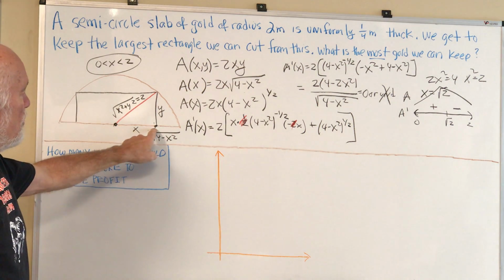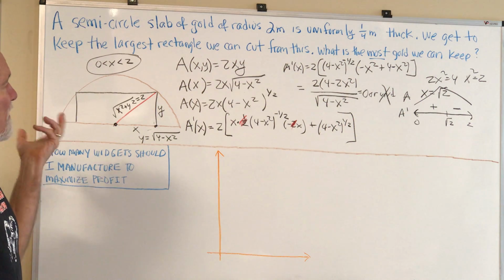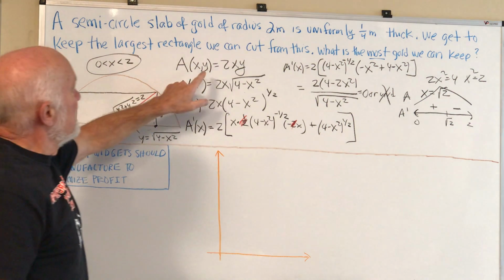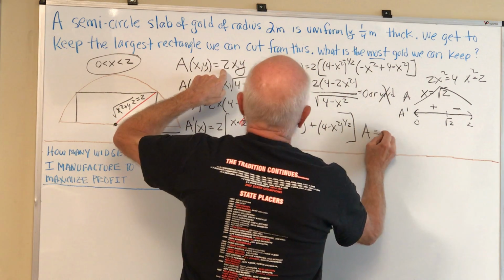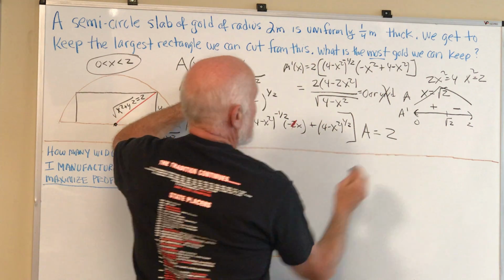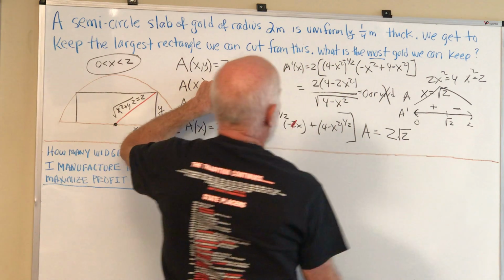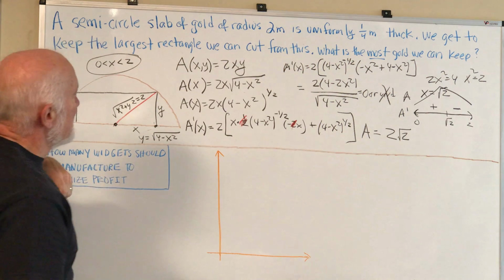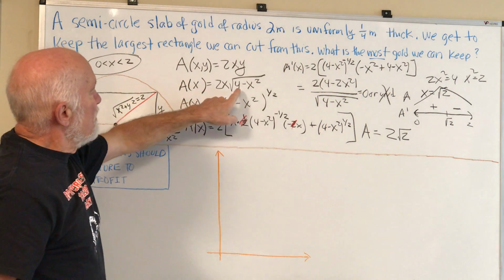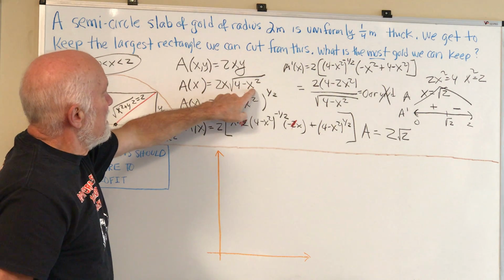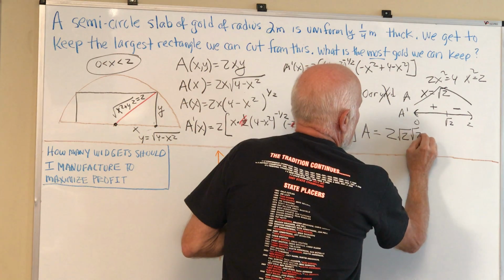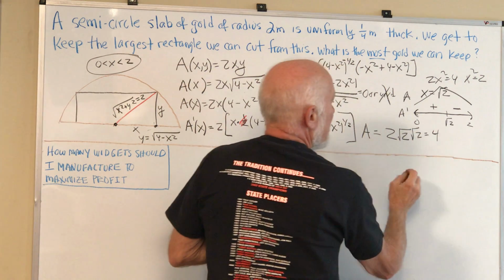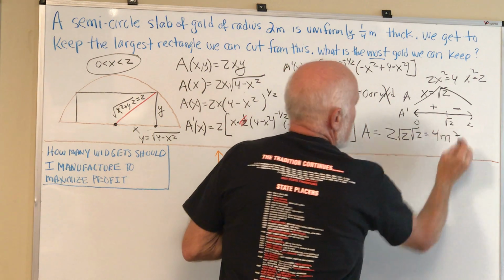I know what to make this, but let's find out what my total area is. The area is going to be 2 times the square root of 2, and then what is y? y is the square root of 4 minus 2, so it's also the square root of 2. So altogether we get 4 square meters.